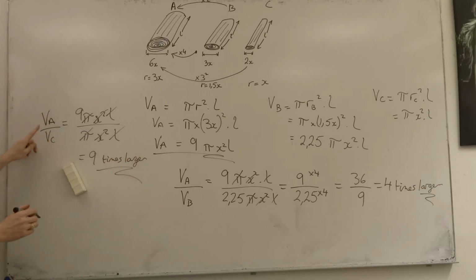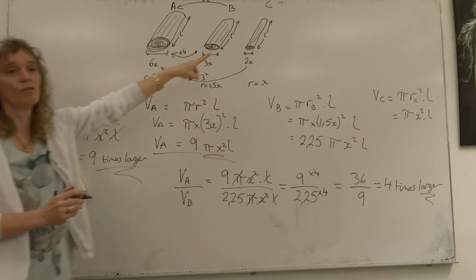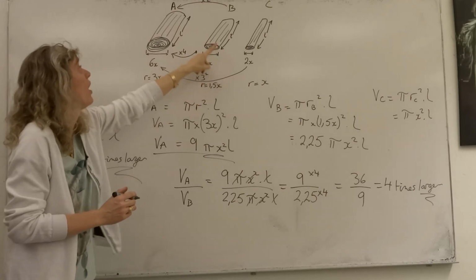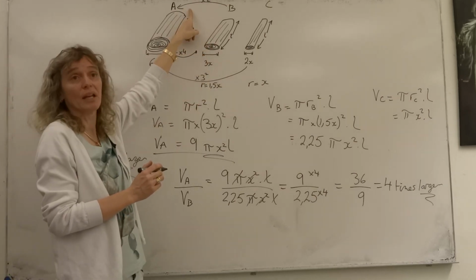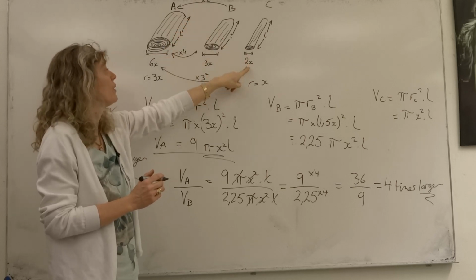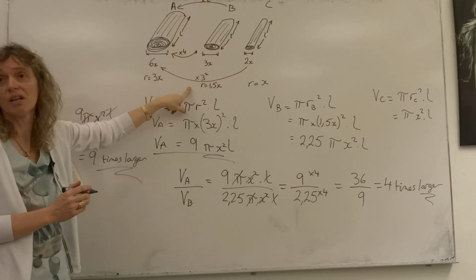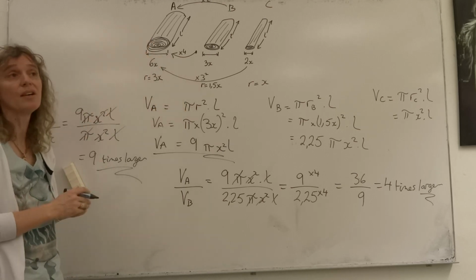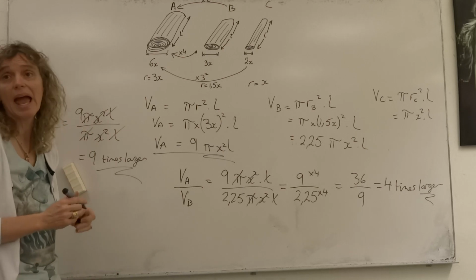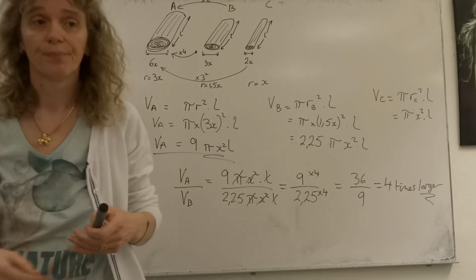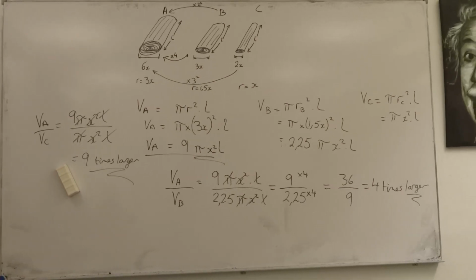So the volume of log A is 9 times larger than volume of log C, which is exactly what we'd have expected, because here we are doubling the radius, which will give us a 4 times larger area, and here we're tripling the radius, which will give us a 9 times larger area. And the length is the same, so the only thing that's different in this factor is the area, the cross-section of the log. So that's how we would do that.